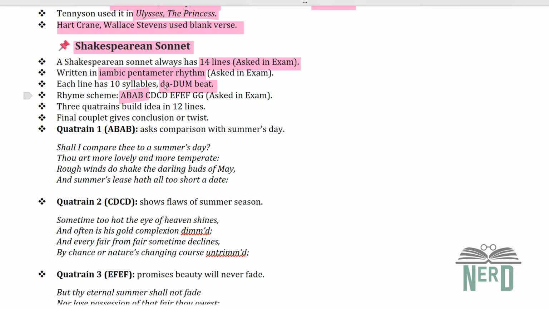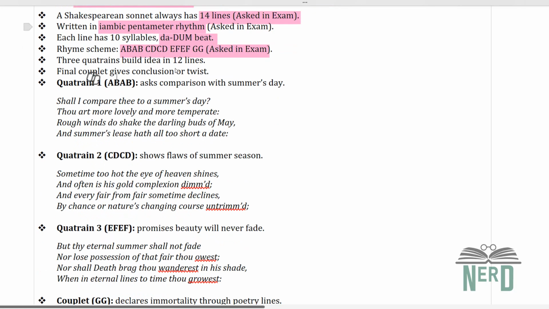The rhyme scheme is also special. It goes A, B, A, B, C, D, C, D, E, F, E, F, then G, G: 3 quatrains followed by a rhyming couplet. Again, this structure is a favorite exam question. So how does it work? The first 12 lines are divided into 3 quatrains, each explores part of the main idea.